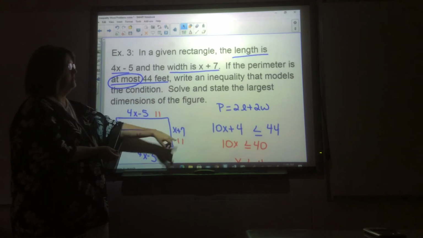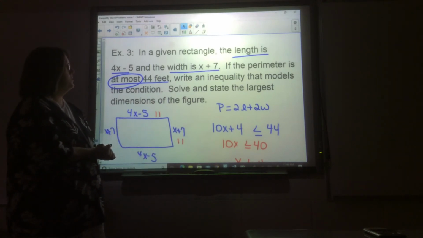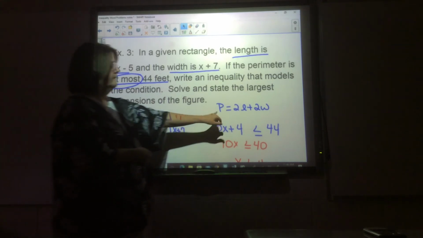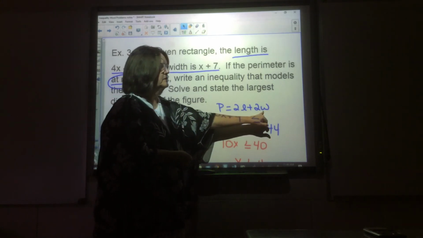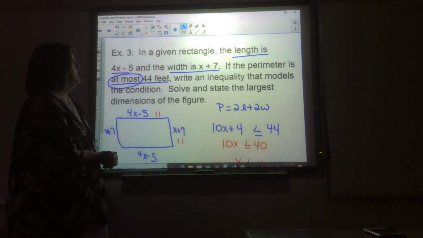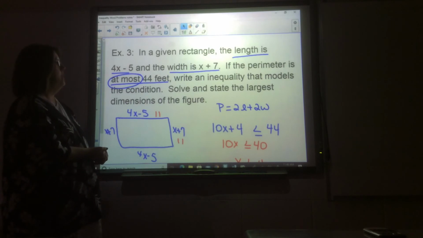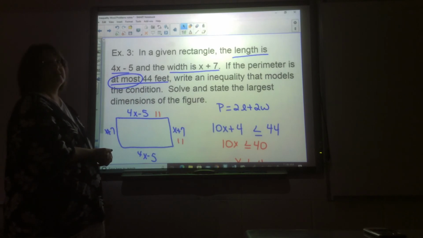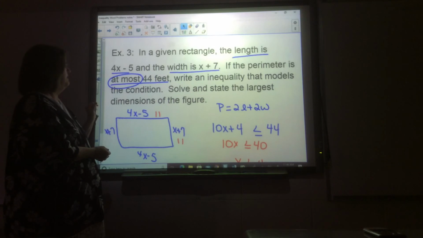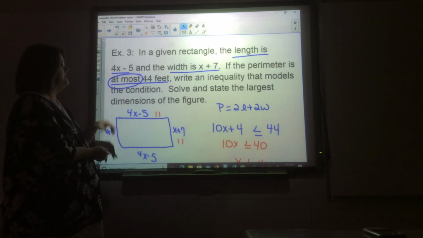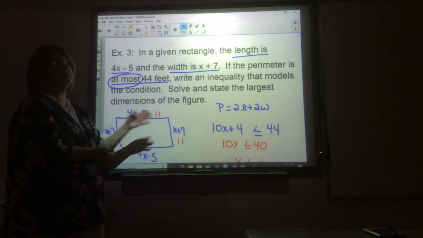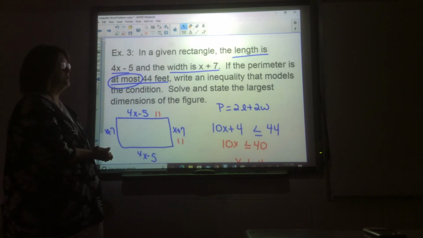I labeled it. If the perimeter, and remember, perimeter is equal to 2 times the length plus 2 times the width. If the perimeter is at most, that means it can't be any bigger than 44. Write an inequality that models the condition. Solve and state the largest dimensions of the figure. That does not mean these are the only dimensions of the figure. They're asking for the largest ones possible.